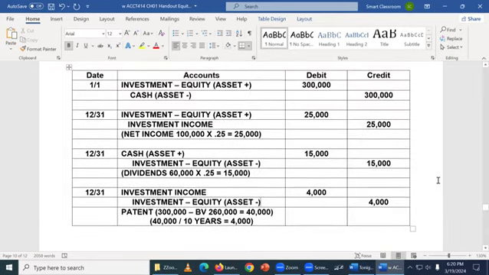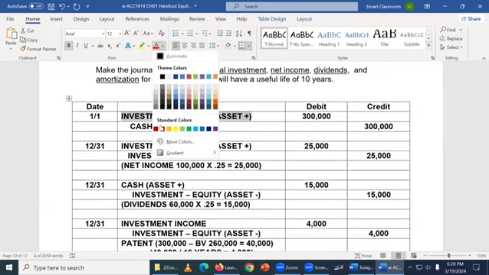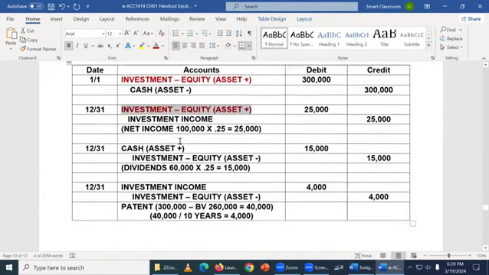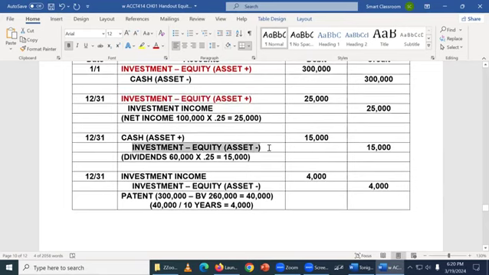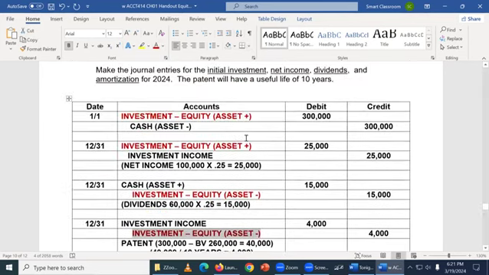All right, so let's see, I know what I was going to say. Notice in each one of these that the investment account shows up in every single journal entry. So if you're doing the journal entries for these and it doesn't have the investment account, you may want to take a look at it again, make sure that you're doing it right.